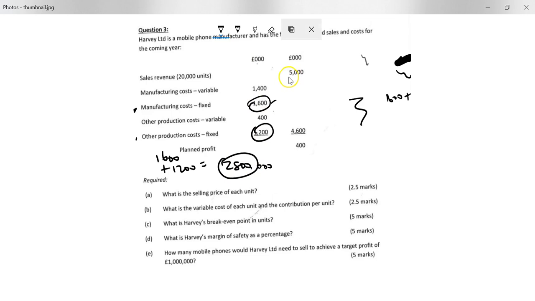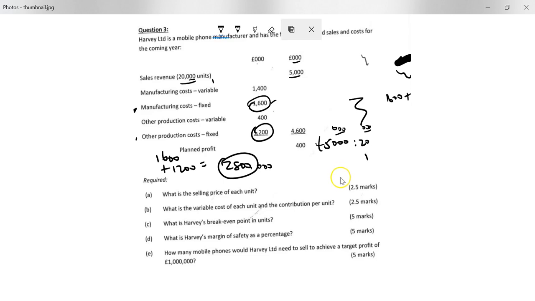Great. So what's the first question? The first one is, what's the selling price of each unit? Well, you're selling 20,000 units for 5 million. So the question is asking, what's the selling price of one unit? So therefore, it must be 5 million for 20,000 units, right? When I say zeros, I'm just saying these are the zeros here. Yes, these zeros. So basically, 5 million pounds for 20,000 units.